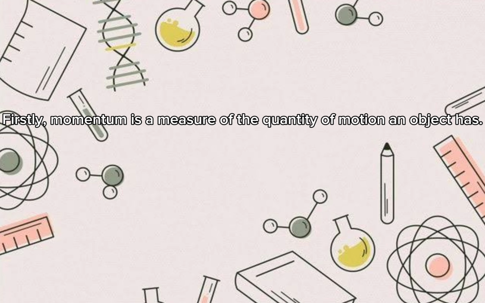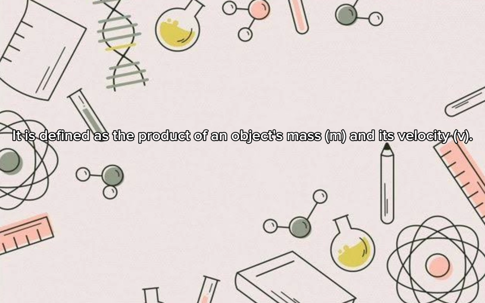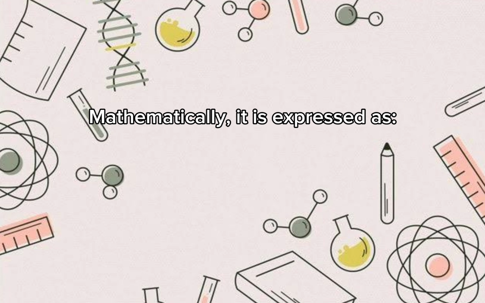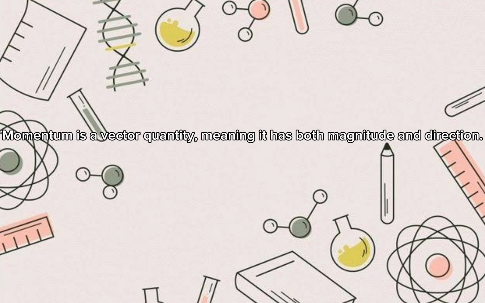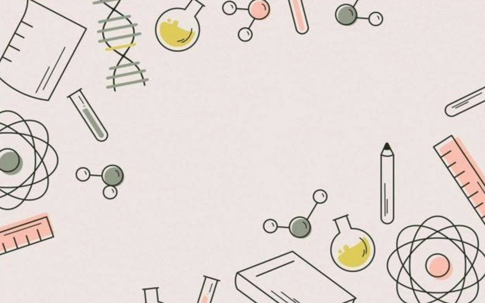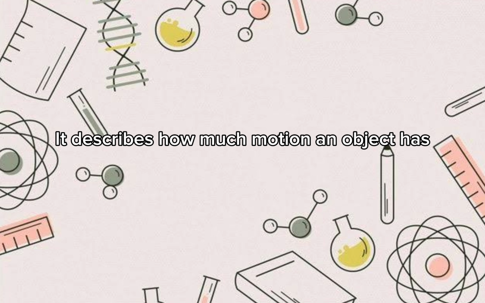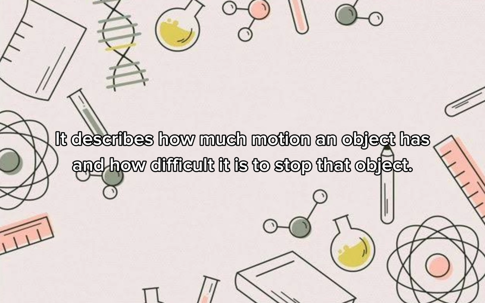Firstly, momentum is a measure of the quantity of motion an object has. It is defined as the product of an object's mass and its velocity. Mathematically, it is expressed as P equals mv. Momentum is a vector quantity, meaning it has both magnitude and direction. It describes how much motion an object has and how difficult it is to stop that object.